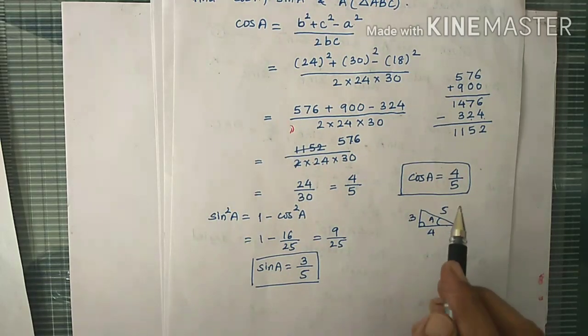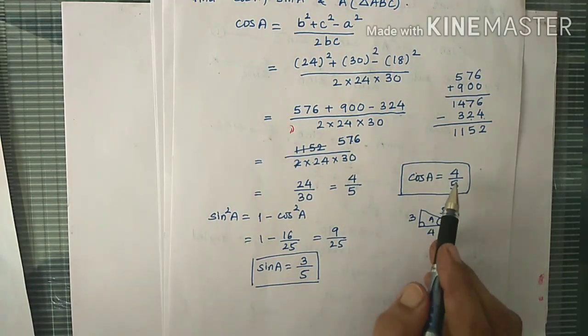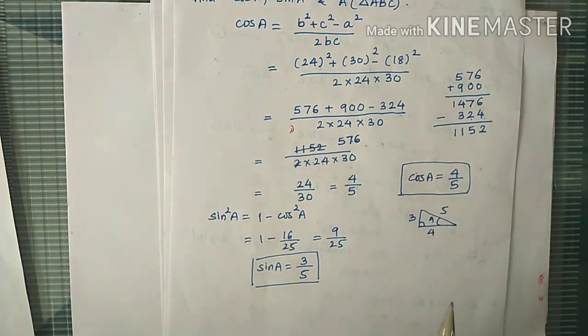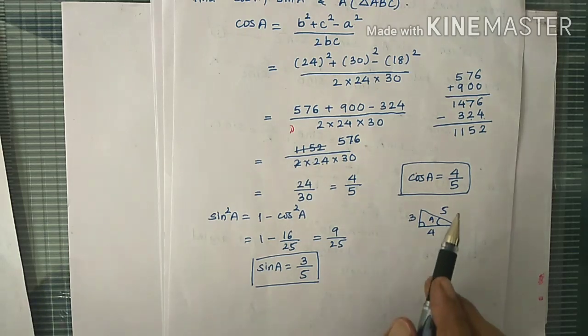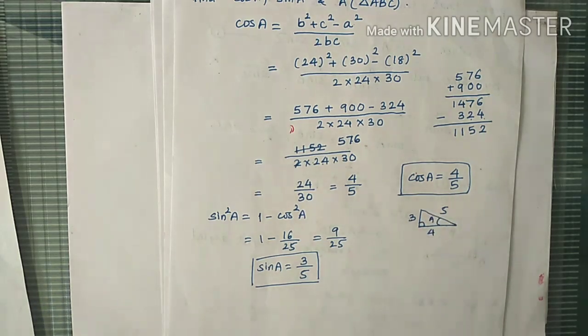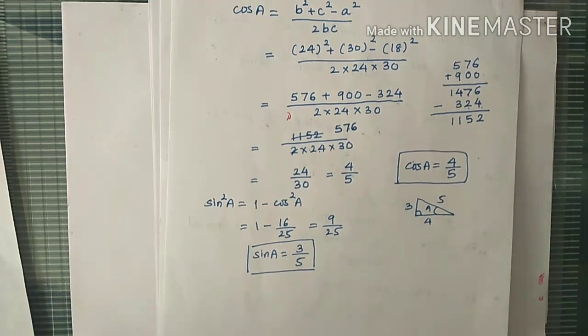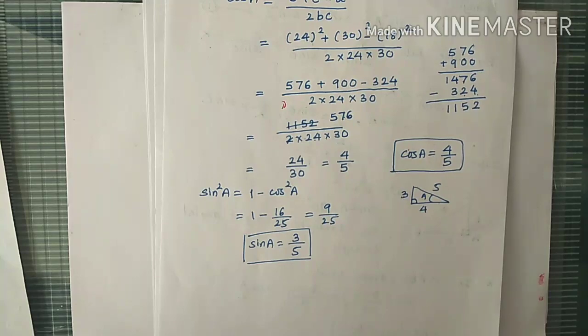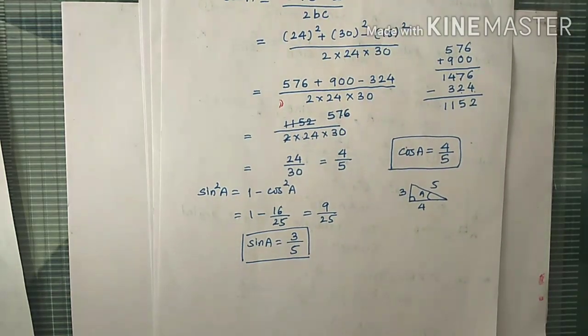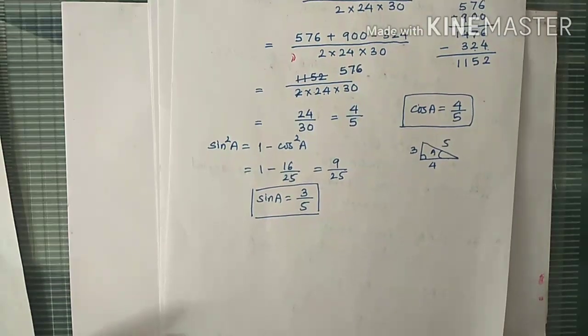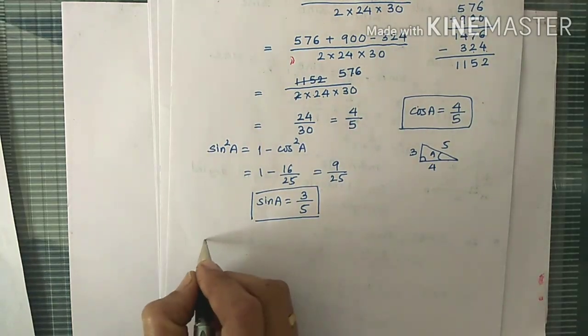Since cos A is 4 by 5, it is positive. That means A is acute angle. And if we have cos A as negative value, then that angle A will lie in second quadrant. That means measure of the angle is greater than 90 degrees. So in that case, A is obtuse angle. So we will be solving one question based on this. Okay, first let's find out area of triangle ABC and then we will discuss the sign of cos A.